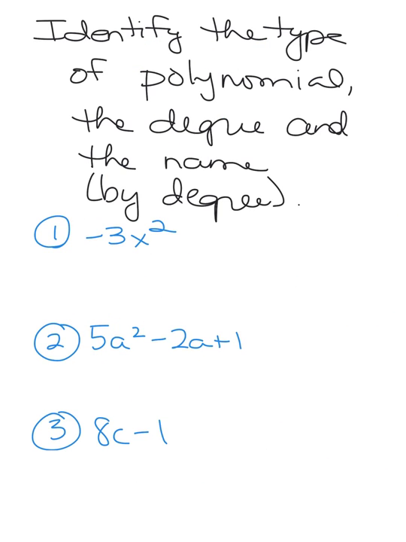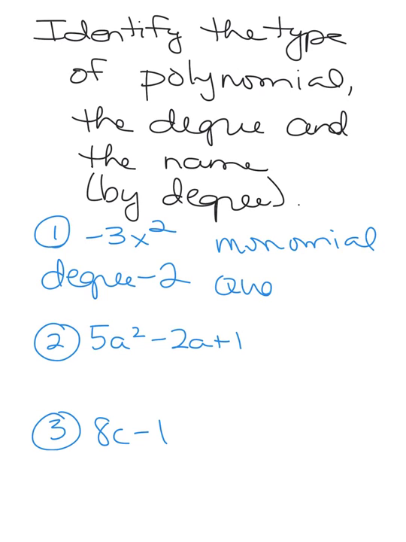Let's practice some of our vocabulary words. It says identify the type of polynomial, the degree, and the name by degree. So number 1, we have negative 3x to the second power, which is a monomial. It's just one term. The degree is 2. It's to the second power. That's the highest power there. And we call something that has a degree of a second power quadratic. That's the name of our polynomial, it is a quadratic.